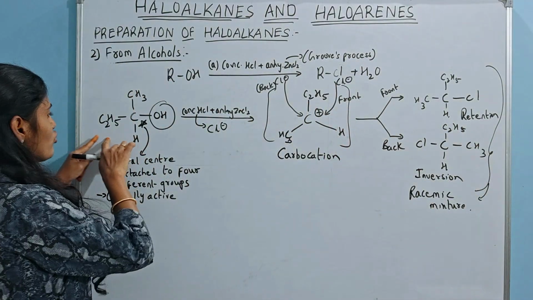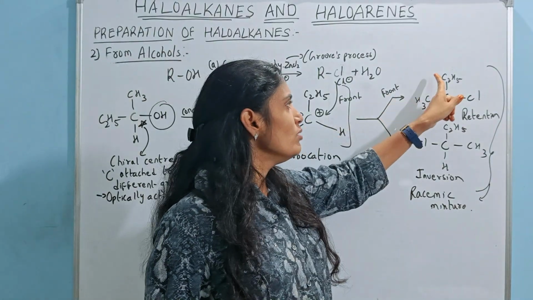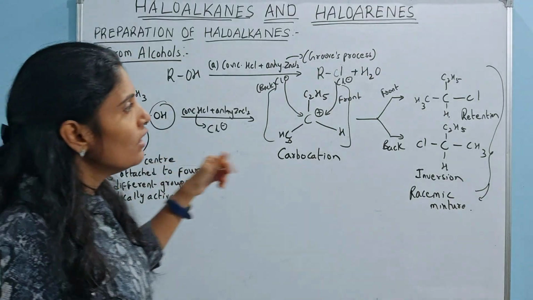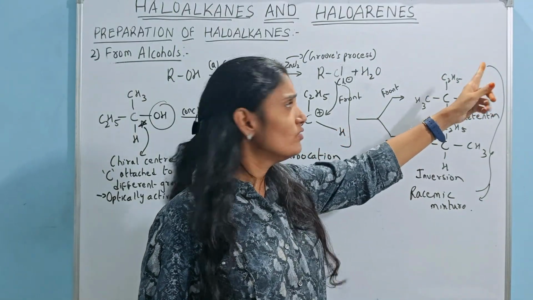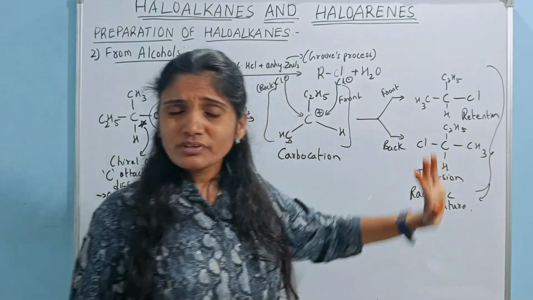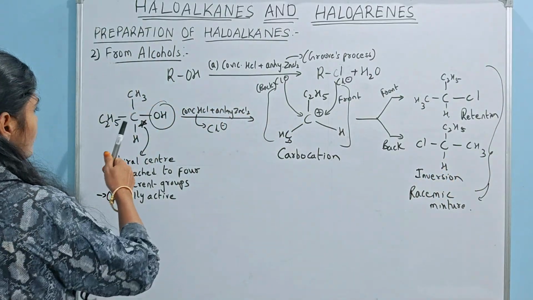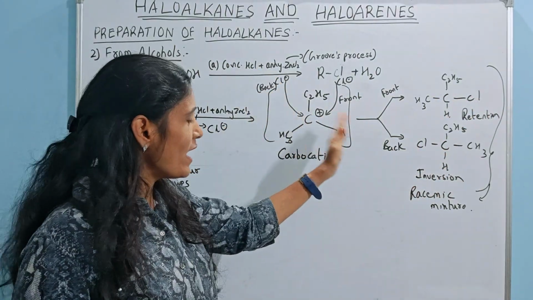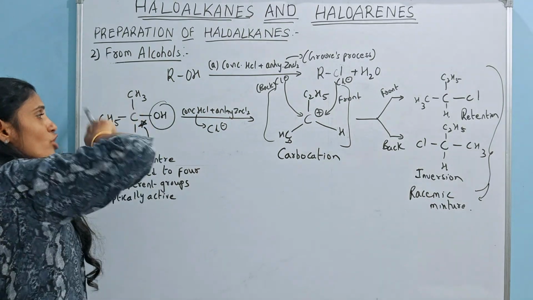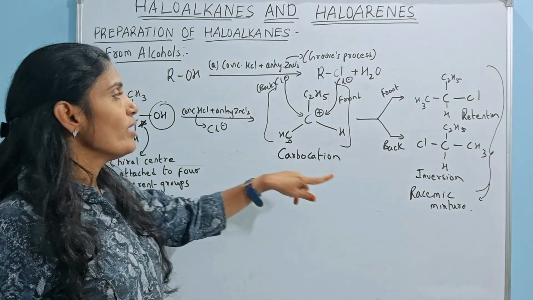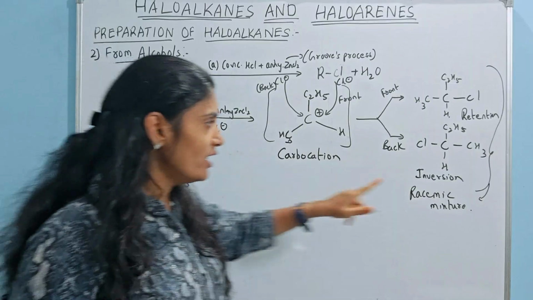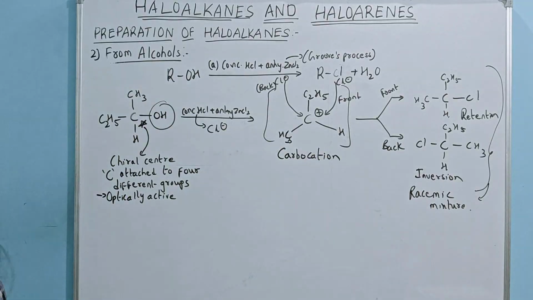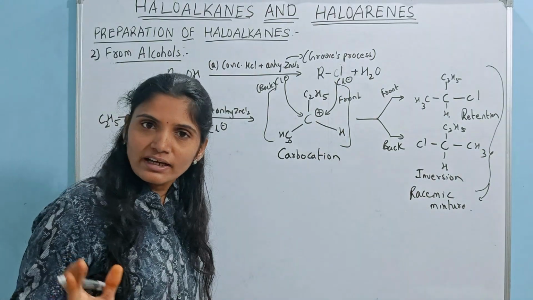If the configuration of this compound is small d, then this will be small d and this will be small l. If the configuration of this is small l, now this will be small l and this will be small d. So whichever configuration is there here, if it is retained, it is retention, and if it is inverted, because it has attacked from the back side, Cl minus has taken the position opposite to OH minus. So I call this product my inversion product. Hopefully by this example your stereochemistry concept is clear.